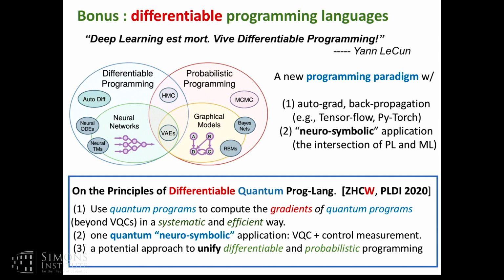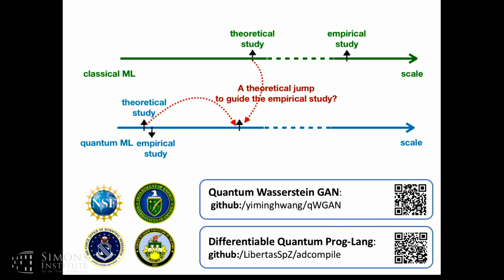When I say quantum programs, it's in general beyond just circuits. It can have a lot of program features. We also demonstrated one neurosymbolic application of quantum, where we have the variational quantum circuits plus some control measurement. We use that to solve some problem much more efficiently than the previous methods. Of course, if you're curious about classical programming languages, I think our proposal generalizes both the differentiable ones and the probabilistic ones, so you might have some way to unify them. And I think that's all for my talk. If you're interested in playing with our tools, they're available on GitHub. Thanks.